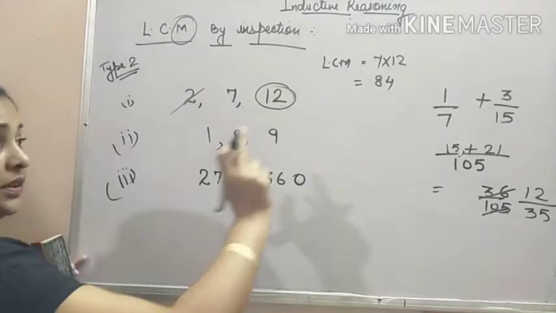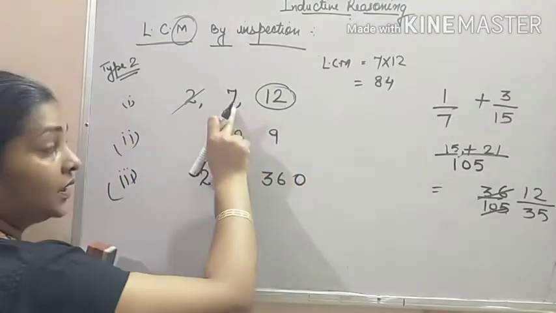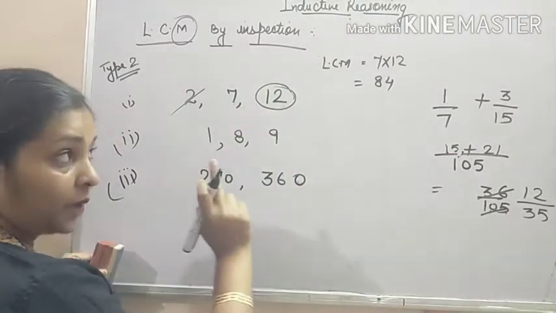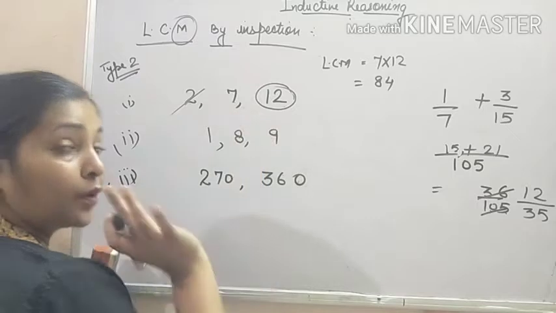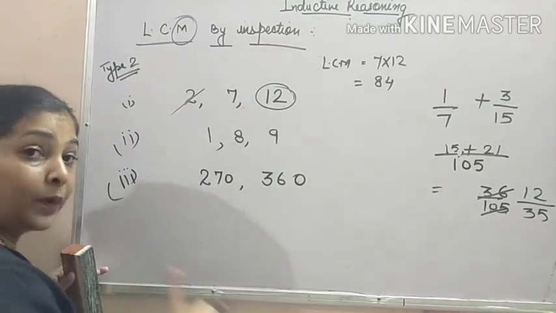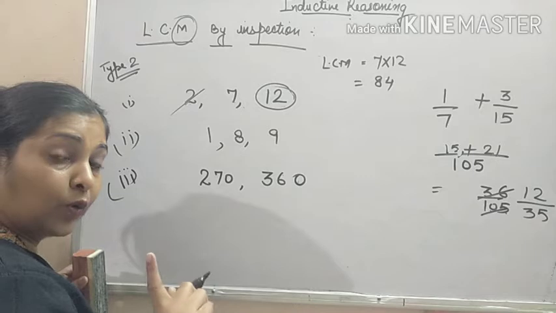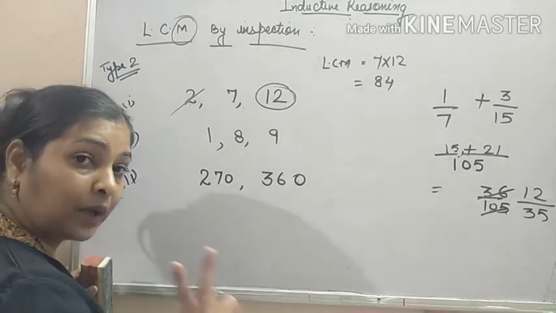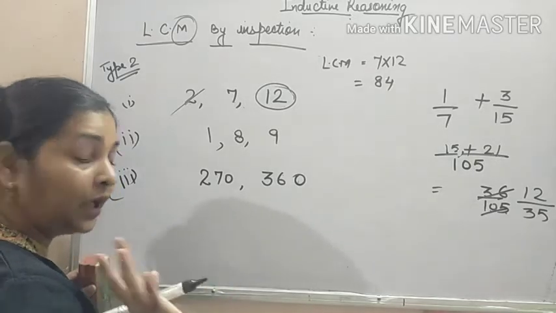So the first problem is sorted. When one is a prime number and another is not a prime number, the LCM will be the product of the two numbers. The same rule applies for co-prime numbers. And you know what co-prime numbers are? If the HCF of two numbers is 1, then they are said to be co-prime.